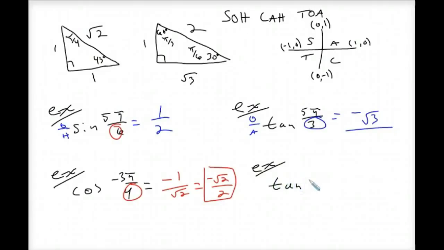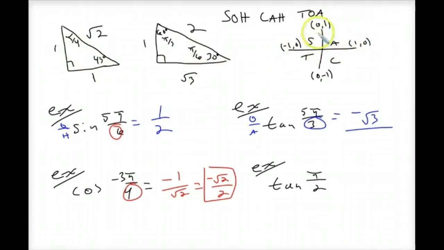Tangent of pi over 2. Well, pi over 2 is straight up. It's not in either of our triangles. I mean, it's kind of right here and right there, but it's not really an angle that we can use SOHCAHTOA with. It has to be one of these angles.